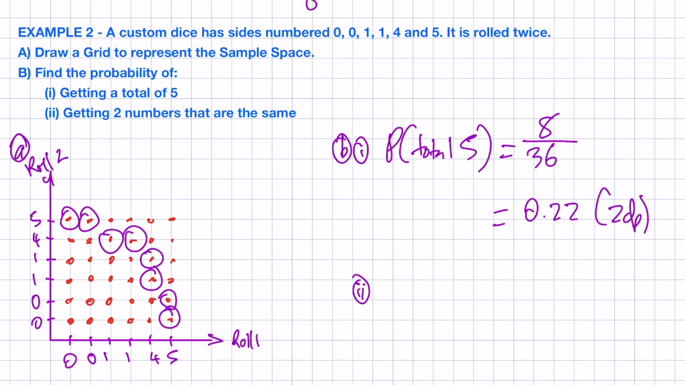Getting 2 numbers that are the same. This might not be as easy as you would like. Where would I move my cursor from here to start highlighting getting the same number? All the way to the center. I like that. He's finding shortcuts for that. All the way through the center, because we're talking matching. So 0, 0, 0, 0, 1, 1, 1, 1, 4, 4, 5, 5. Are those the only ways of getting matching numbers?